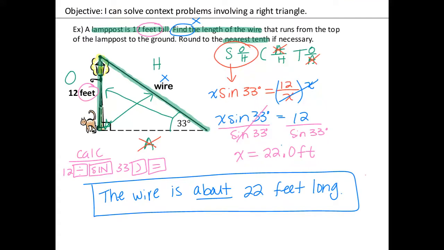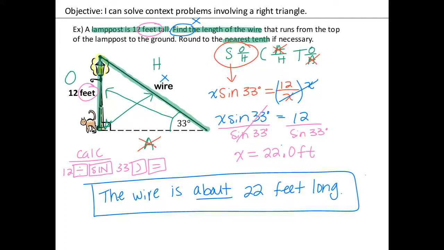Okay? Not too bad, right? Like I said, you already know how to do all this math that we did. All we're adding now is just a word problem, so now we have to write a sentence conclusion. That's really the only difference, though. Okay?